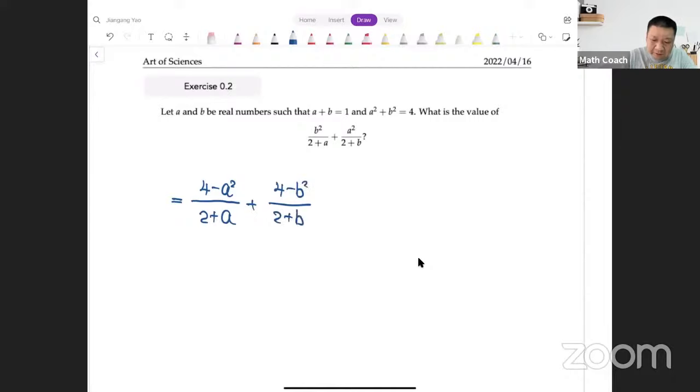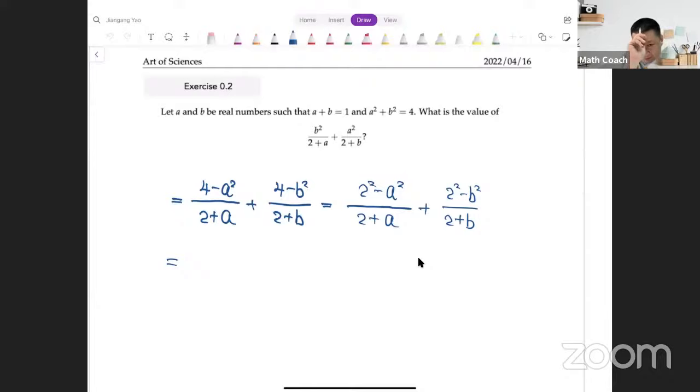So for this simplification, first we make things easier because each fraction only contains a or b, right? Also, the nice thing is the numerator becomes the difference of squares, so we can use the formula. I think we have a so strong class. I will write down the formula: a squared minus b squared is a minus b times a plus b. So now this means 2 minus a plus 2 minus b.